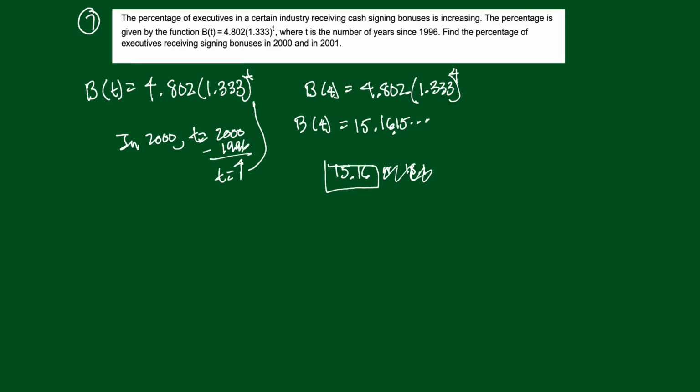Or if I just wanted to go to 1 decimal place, I'd round that up and go to 15.2. I don't know which one the book is expecting, but they're both about the same.